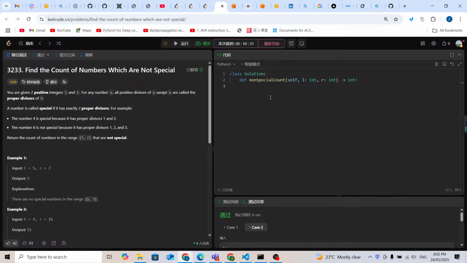Welcome. Let's try to solve another LeetCode problem, 3233: Find the count of numbers which are not Special. Let's just try to understand what a special number is.